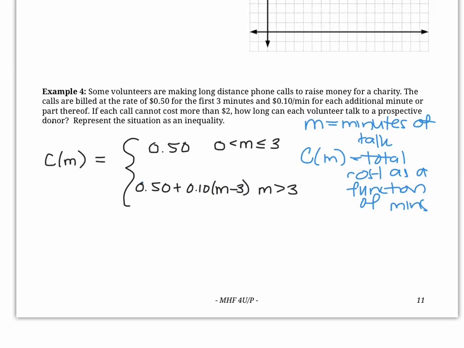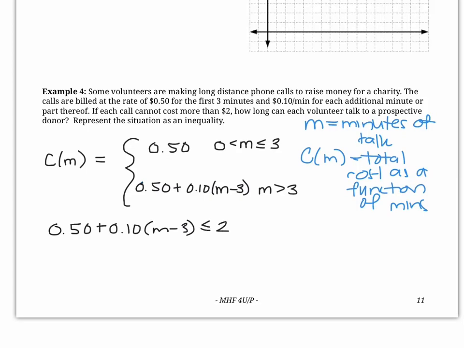The question was asking: it cannot be more than 2. So it has to be less than or equal to 2. So how many minutes can they talk? Well, in this part of the function, this is never going to be greater than $2. So we don't have to worry about searching that. We know when the minutes are 3 or less, it's not going to cost $2. But we have to take a look at this other part. We need to make sure that this is less than or equal to $2. So I'm going to write this part of the function: 0.50 plus 0.10 times (m minus 3) has to be less than or equal to $2.